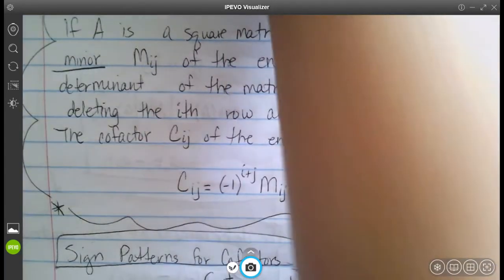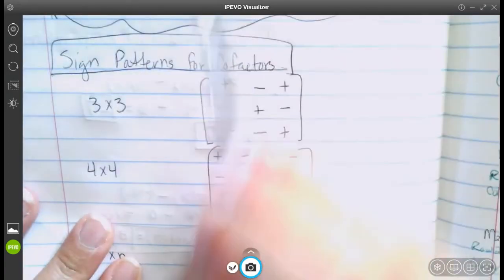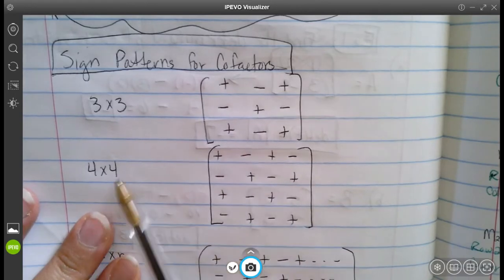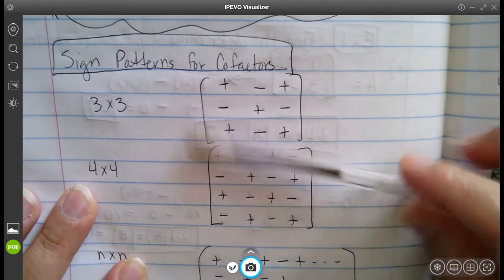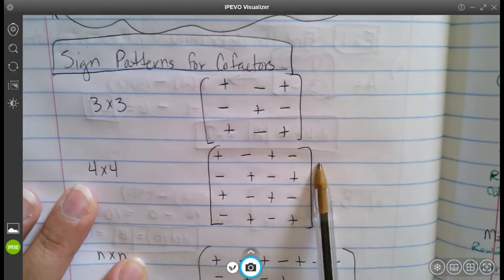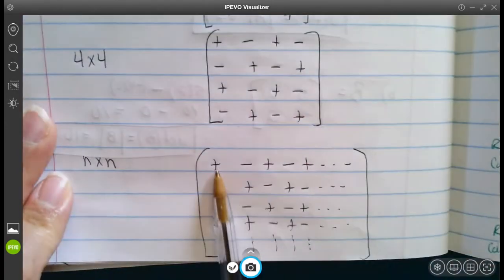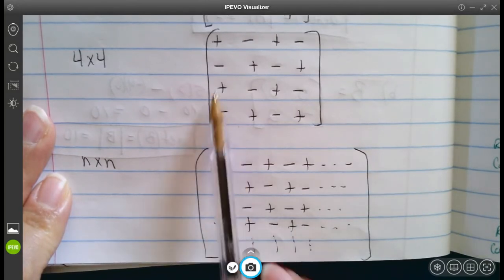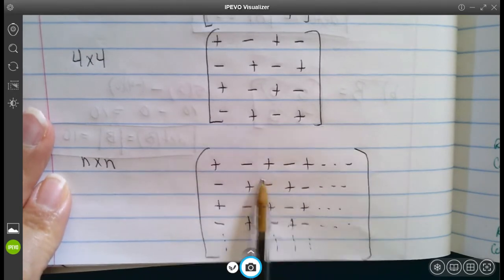An easier way to see this, and I did include this in your notes because I think it'll help, is to look at the sign pattern. We'll use this in the example in just a bit. If it's a 3 by 3, you're going to think plus, minus, plus, and then just alternate from there. For a 4 by 4, you continue the pattern, but you add a column and you add a row. So you just put another sign, but it's always going to be alternating. So for n by n, you just keep on adding columns and rows, making sure that you're alternating signs. And we're going to use these alternating signs once we find the minors.